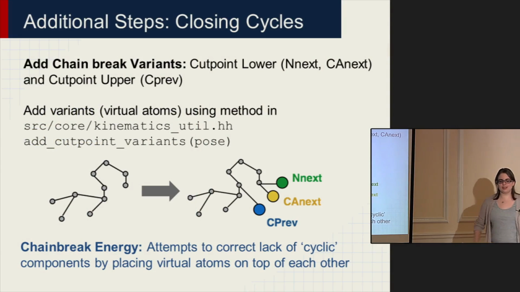So this is one of the additional steps. One of these unresolved issues that we haven't really talked about yet is how do these cycles get resolved if you're not describing them in the fold tree or the atom tree. One way to do this is you can add chain break variants. So you add virtual atoms at the discontinuity in your graph. And then if you turn on chain break energy, this will force the virtual atoms to overlay, which will implicitly try to close the cycle.